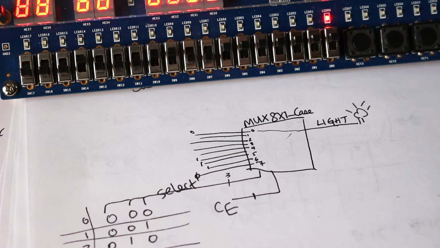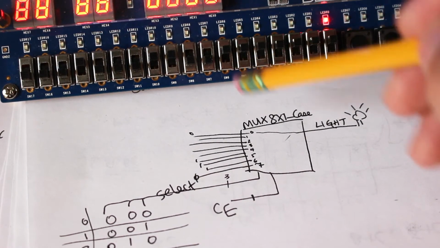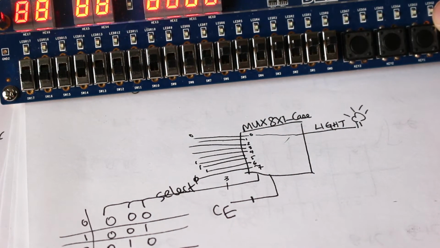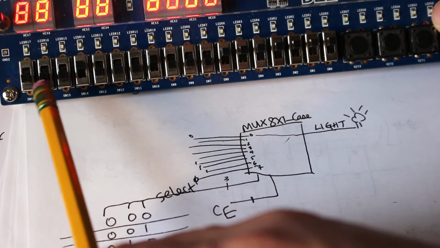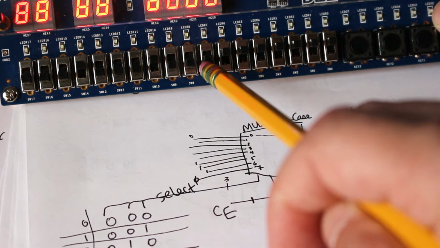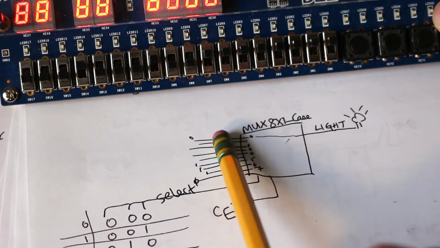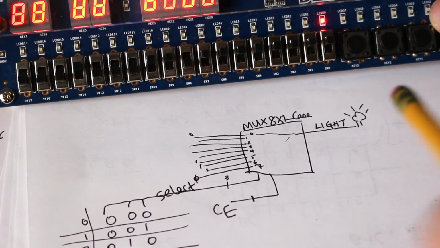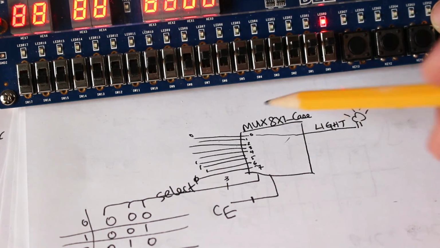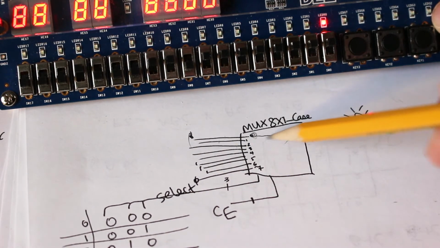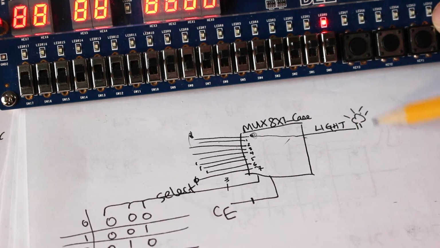I've connected 9 as my chip enable. So if 9 is off, nothing happens. Select is at 0, 0, 0 now. And then these are all hot, from D1 until D7 are all hot. So I enable it. So D9 is on. And I have a light on. Because what's happening right now is the select is at 0, 0, 0, and it's connecting my 0 input, which is hot, to my output, the light, and turning the light on.